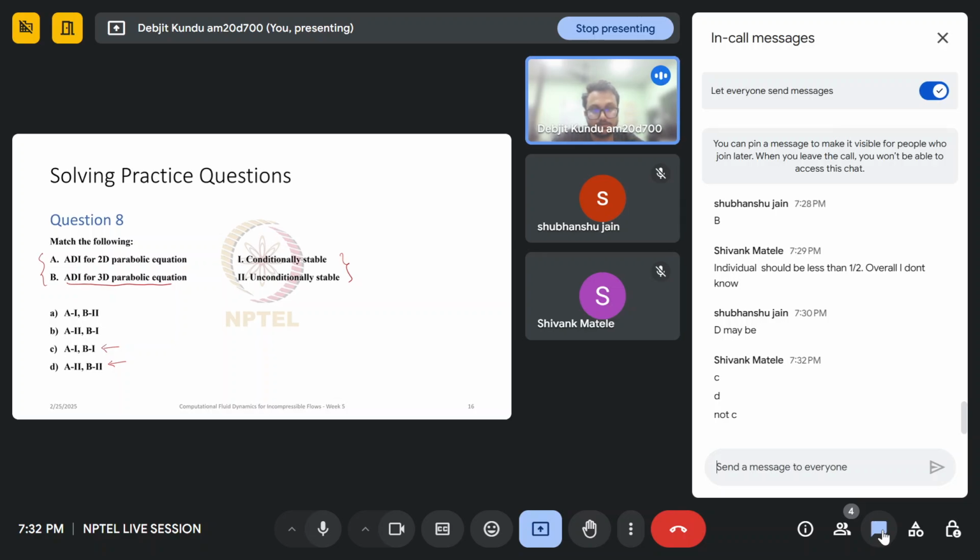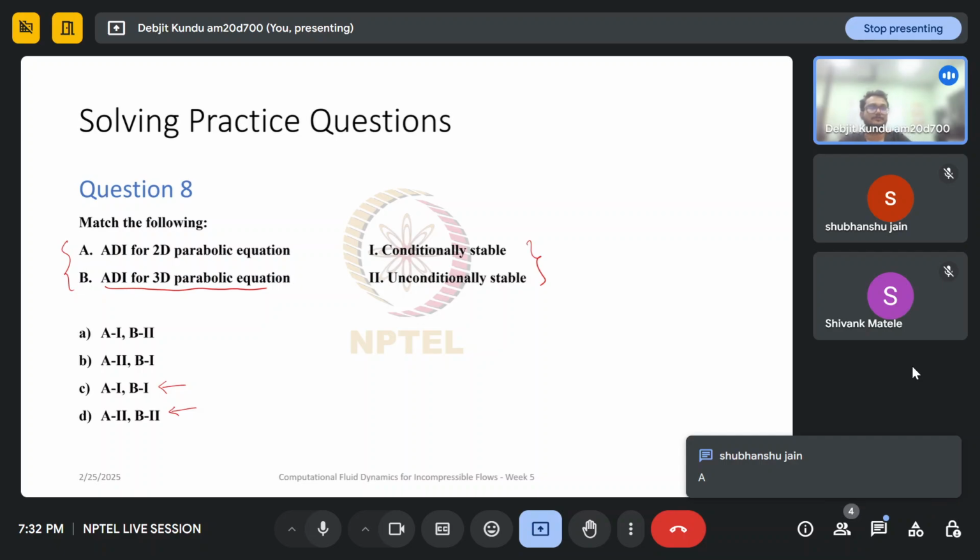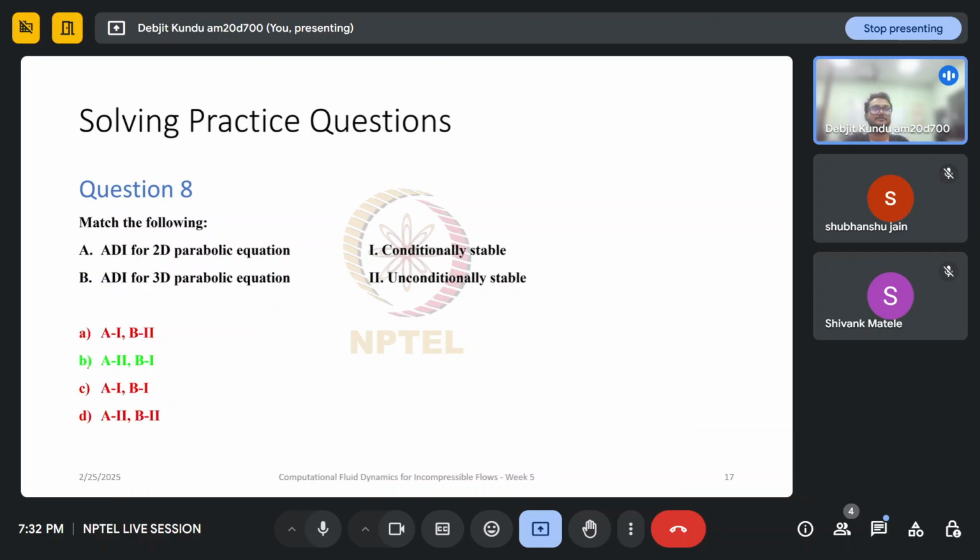Okay, so we have one response in favor of option B and another one in favor of option A. Let's take a look at the solution. It's actually option B. So here's a funny little thing that happens. In the earlier question, we saw that there was a stability criteria for ADI for 3D parabolic equations, right? So those were conditionally stable. However, in the 2D parabolic equation or even the 1D parabolic equation, if you do it in an implicit way, those are all unconditionally stable, that for any case they are stable. So which is why it should be A2 and B1.